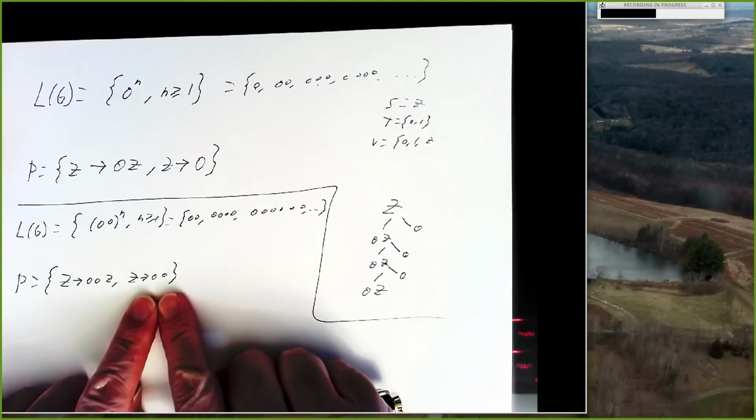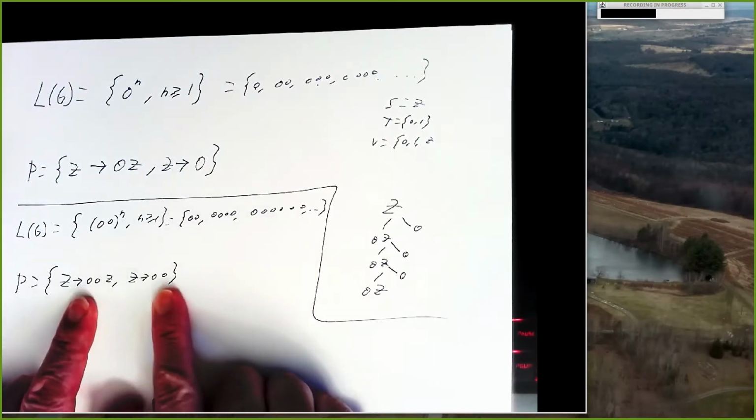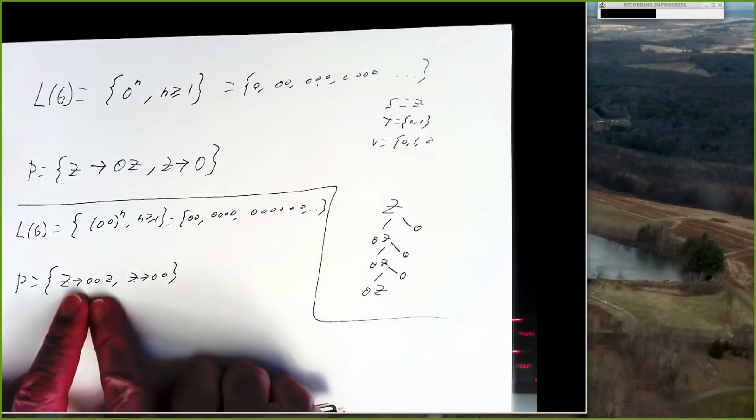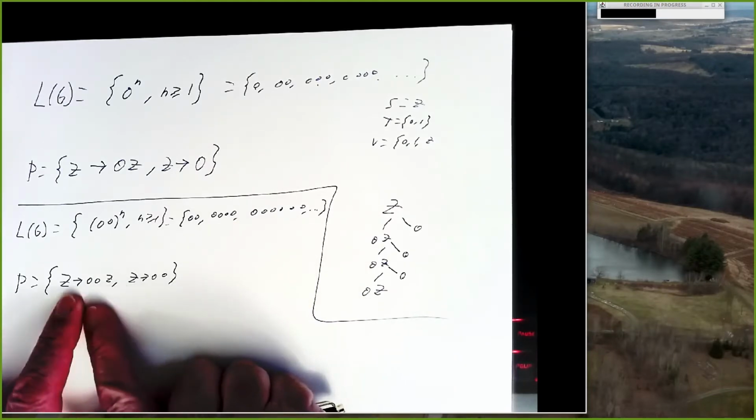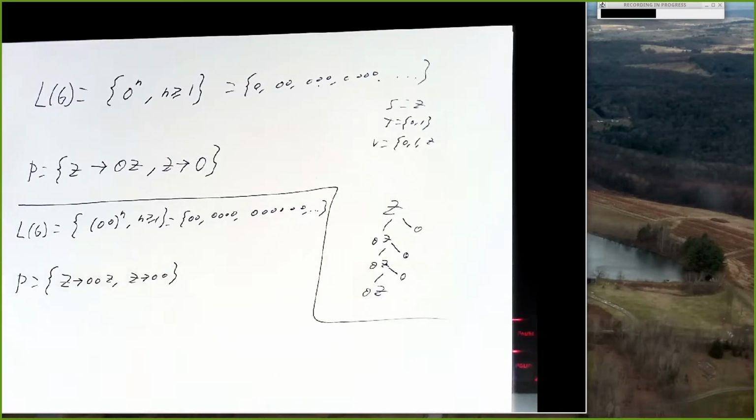So the start symbol can go to 2 zeros, that's that. It could go to 2 zeros followed by a Z, which might be this, there's 4 zeros. Or 2 zeros followed by a Z, which could be another 2 zeros followed by a Z, which is 2 zeros. There's our 6 zeros.